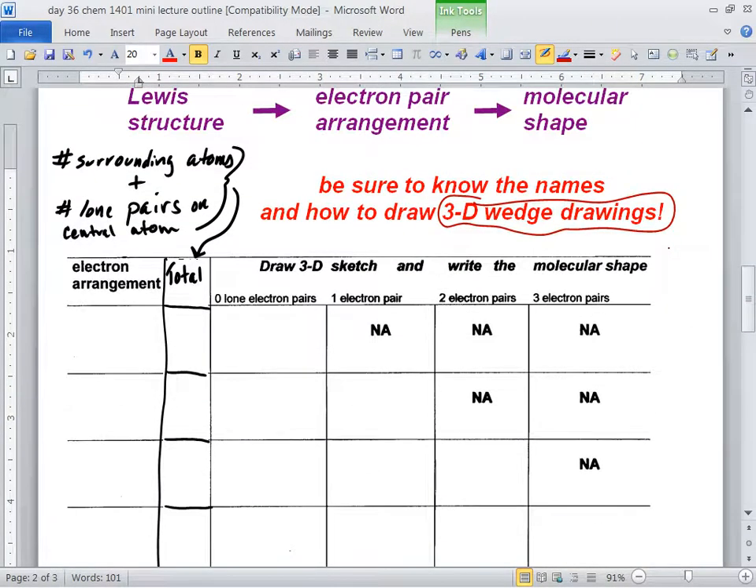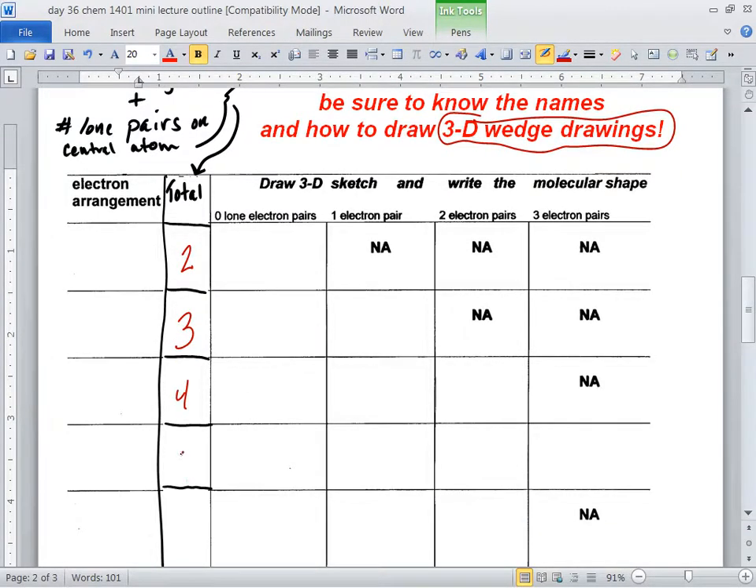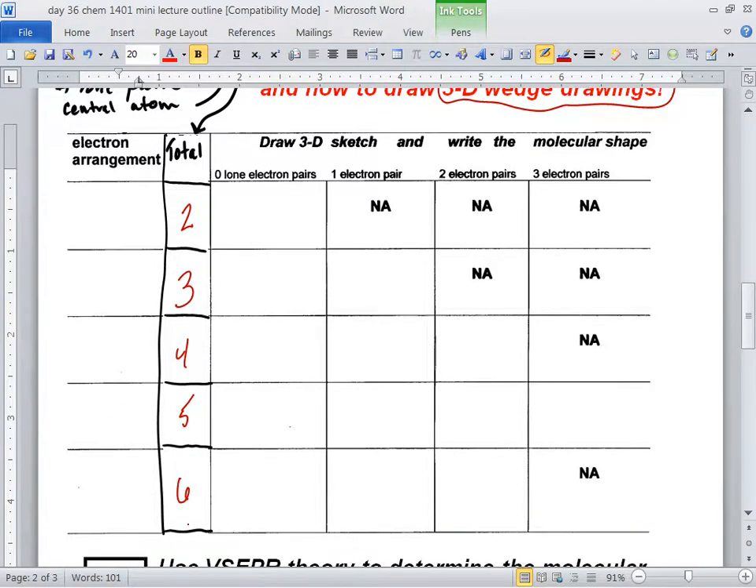Okay. So let's start with this total. And this column labeled total is just the total number. You draw your Lewis dot structure, and you find the total number of atoms that are surrounding it and the total number of lone pairs. So it's pretty much the total number of things that are surrounding it. So surrounding atoms and lone pairs. So your total is going to start with 2, and then 3, 4, 5, 6. So from 2 to 6 different things surrounding your center atom. Okay, and that could be atoms or lone pairs, just their sum total.